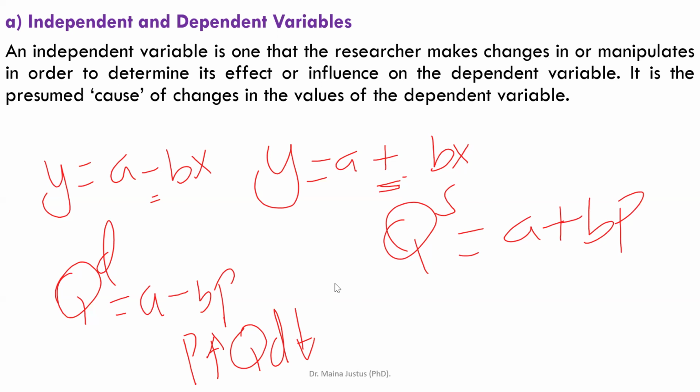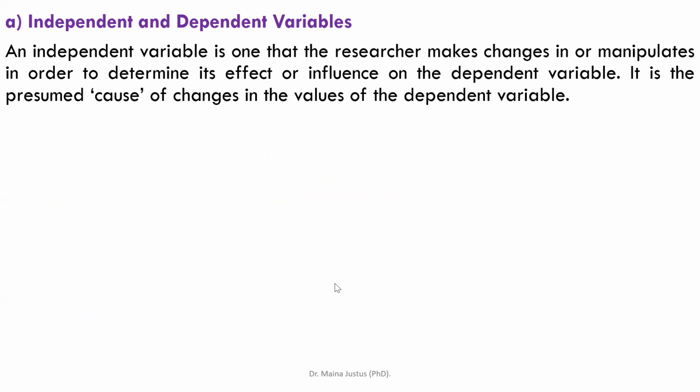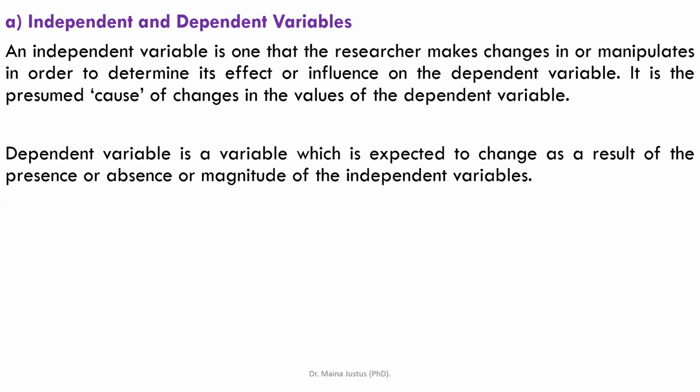So therefore, in explanation, we are saying that an independent variable is one that the researcher makes changes to or manipulates in order to determine its effect or influence on the dependent variable. And this is what is presumed as the cause of changes in the values of the dependent variable. The dependent variable is a variable which is expected to change as a result of the presence, absence or magnitude of the independent variable. So in simple terms, the independent variable is a troublemaker.